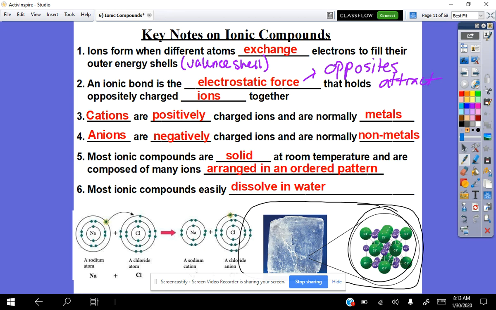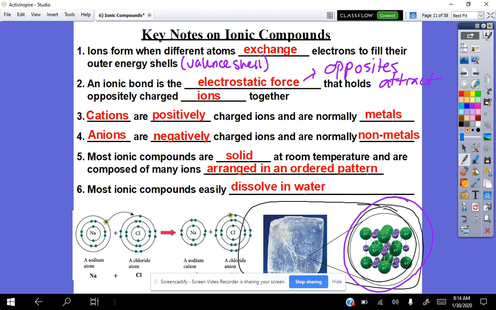In terms of their properties, ionic compounds are solids at room temperature because the electrostatic forces are strong. Because they're strong, they don't melt very easily. A lot of them take thousands of degrees Celsius to melt. And as a result of their strong attractions, they start forming this network of alternating positive and negative ions. And so they arrange in an ordered pattern. That ordered pattern typically is referred to as a crystal or a crystalline lattice, crystal lattice. All those terms essentially are the same.